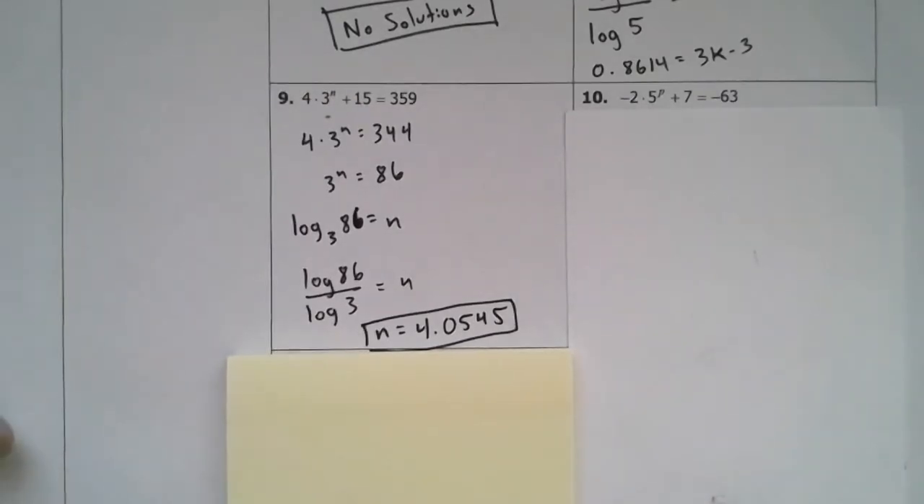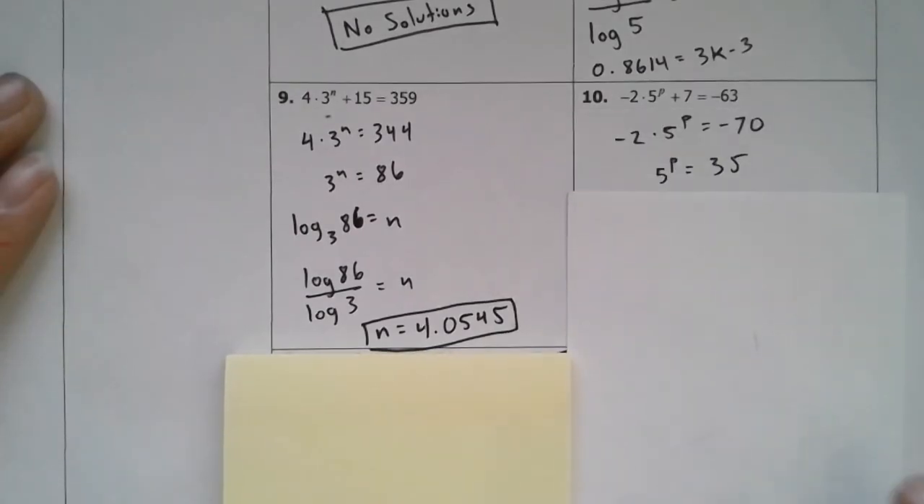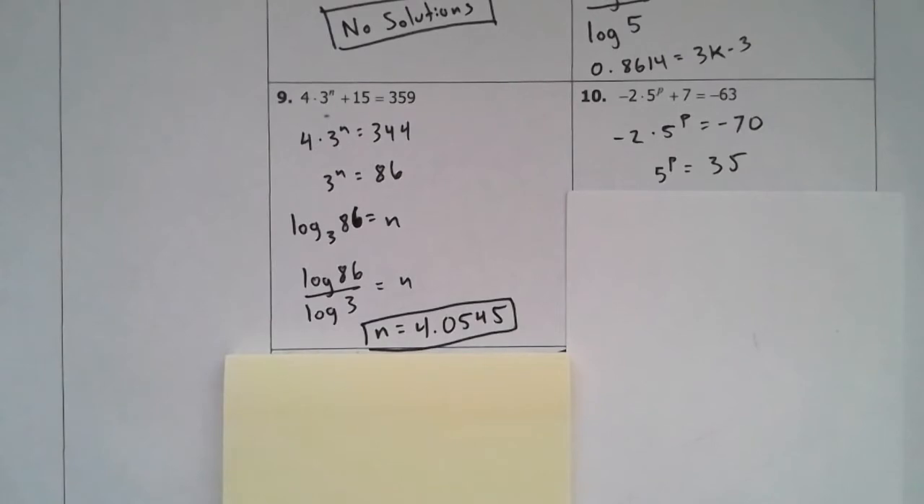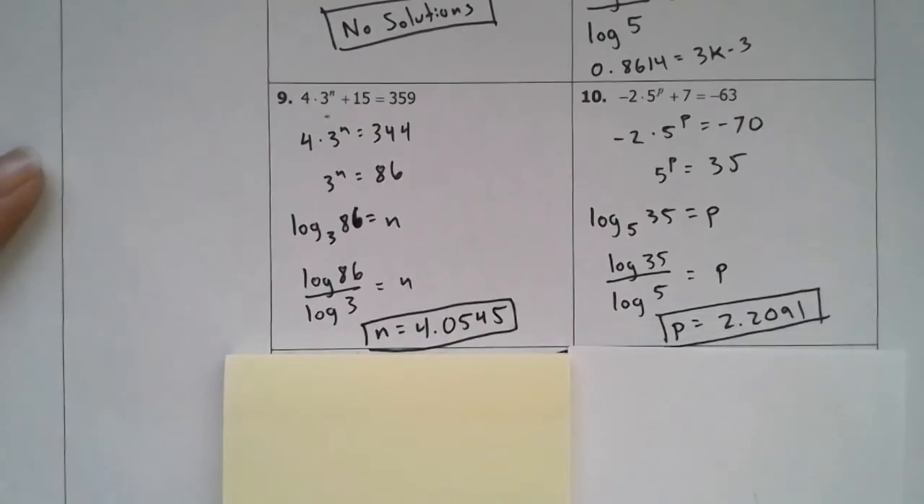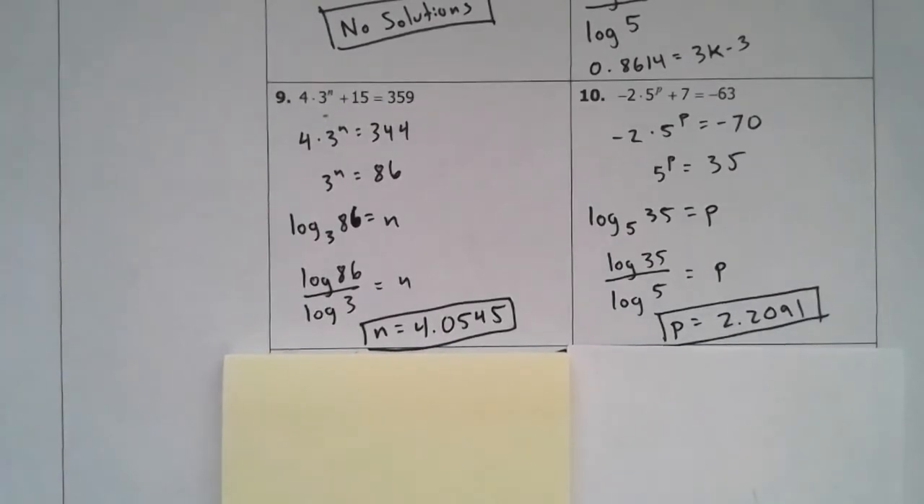Next one, I subtract 7 from both sides, and then I divide by negative 2. That's going to give me 5 to the p is equal to 35. And then rewrite this as a log. There's nothing I can raise 5 to get 35, so it's change of base formula. And then in your calculators, you're going to get 2.2091.